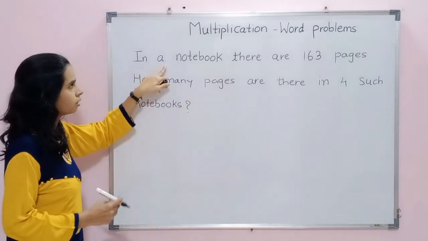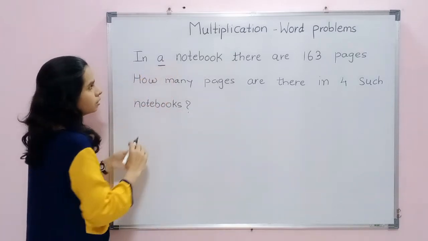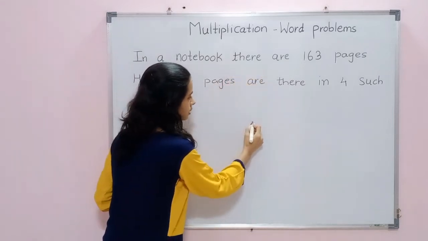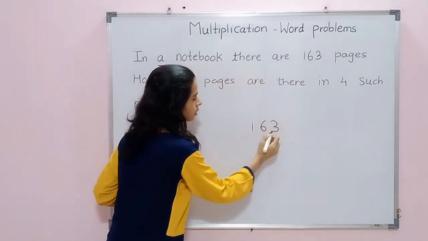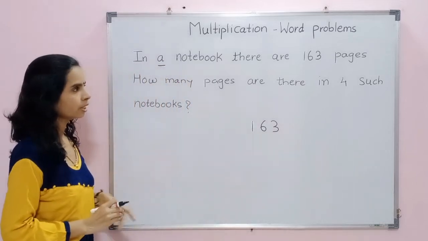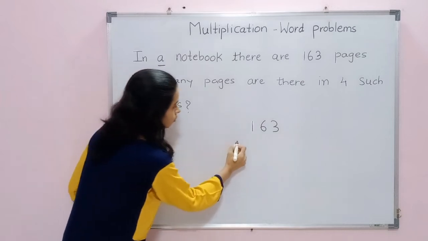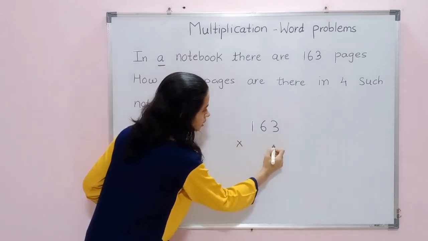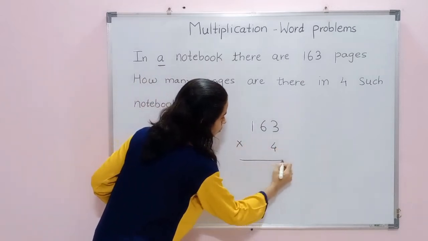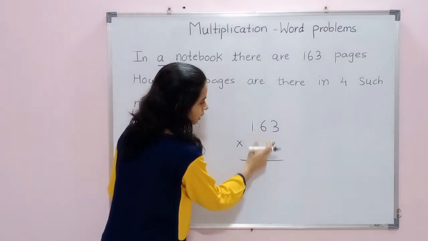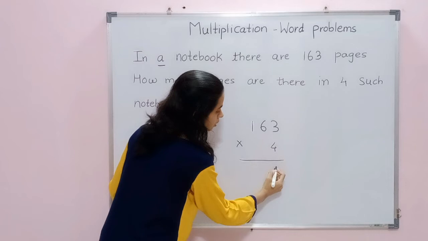Here, in a notebook means in one notebook there are 163 pages. And we are having such 4 books. So we will multiply 163 by 4. Here we will get 4 multiplied by 3. 4 3s are 12.